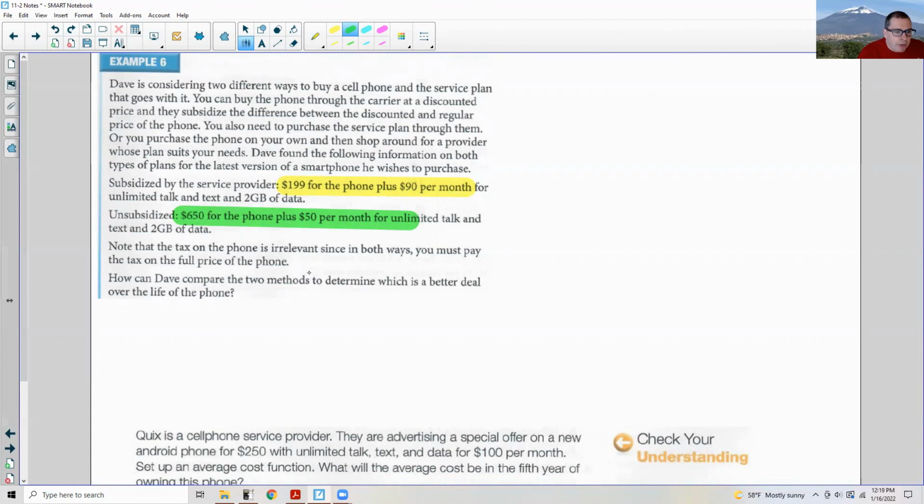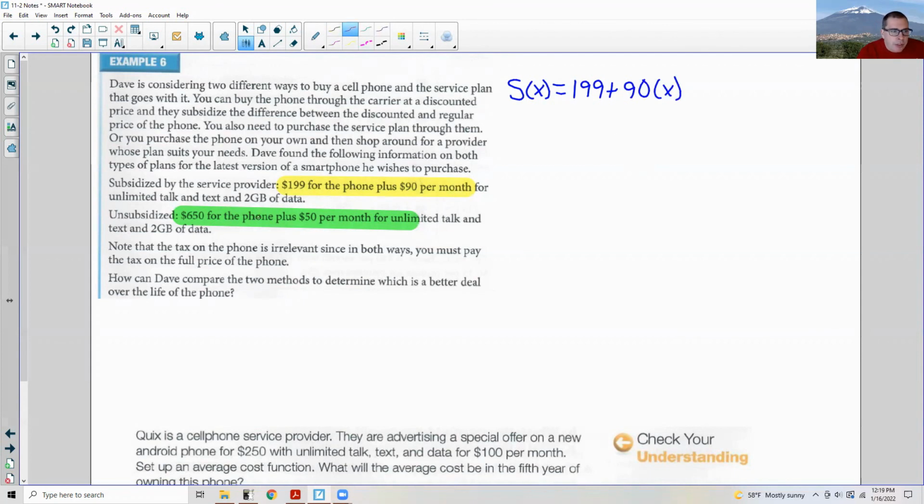So how can Dave compare the two methods to determine which is a better deal over the life of the phone? Well, we could set up equations for each. So let's do that. For the first one, we'll use S for subsidized. We have a function called S of X, and that is going to equal $199 plus 90 per month, where X is the number of months. Okay, so that's the first one.